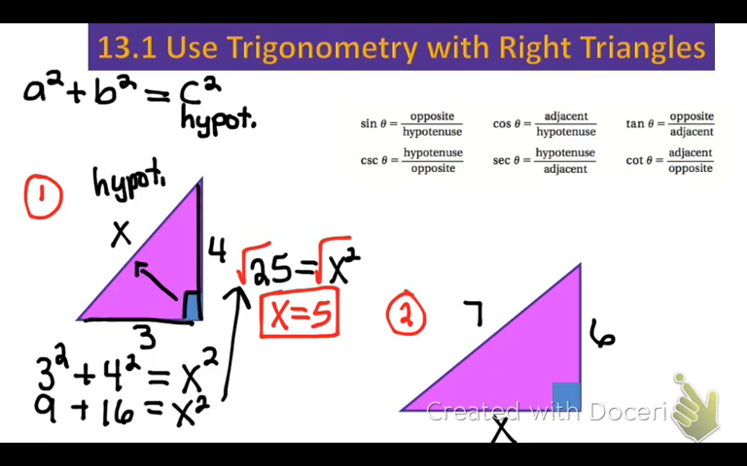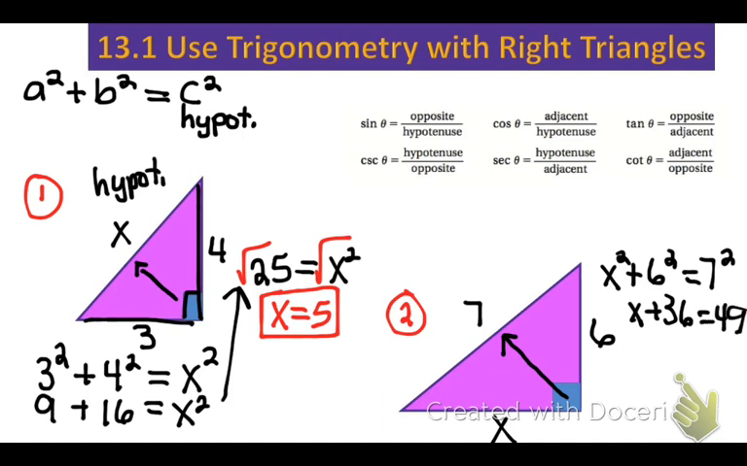Example number 2, we go across from the right angle. So 7 is the hypotenuse. So the 7 goes on the side all by itself. So it's going to be x squared plus 6 squared equals 7 squared. x squared plus 36 equals 49. We're going to subtract 36 from both sides. So we get x squared equals 13.